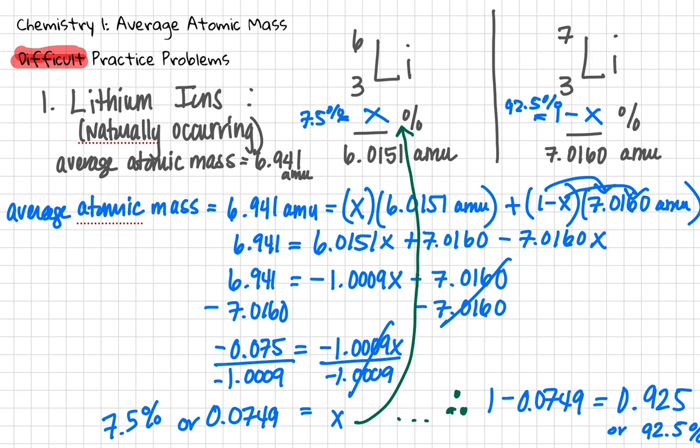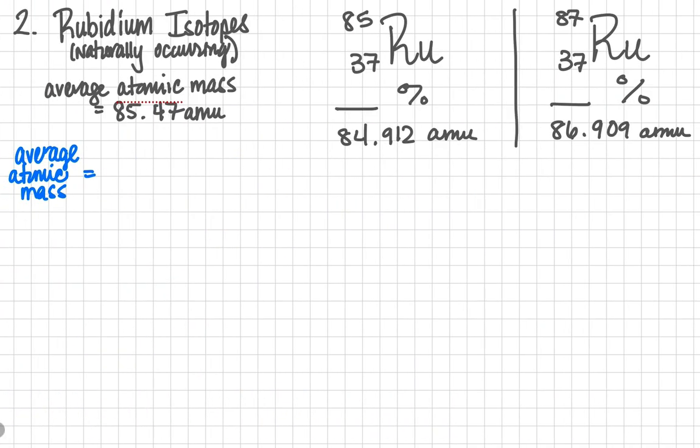So if we want to check our answer, 6.94 should be in between both of these, and it is. And then the actual weight should be closer to the one that has the highest natural percentage. 6.94 is closer to 7.01, and that makes sense because this is found in the earth 92.5%. Let's do this one more time to kind of solidify this in our brains. This time we have rubidium that we don't know the percentage, but we know the mass.